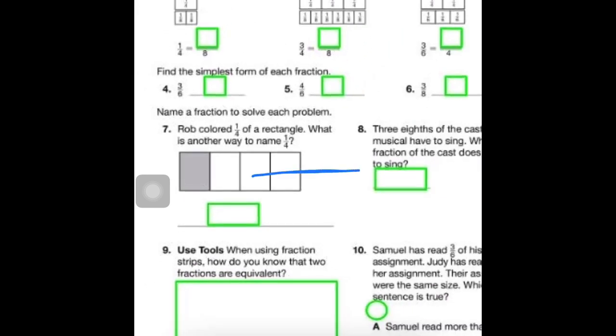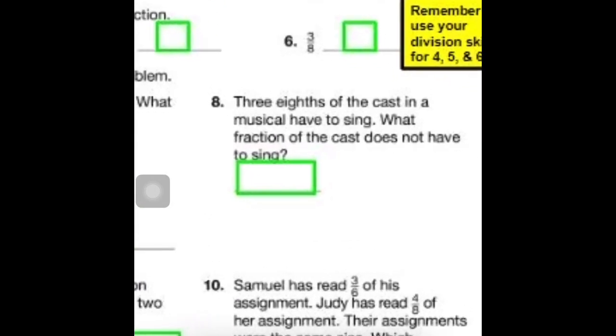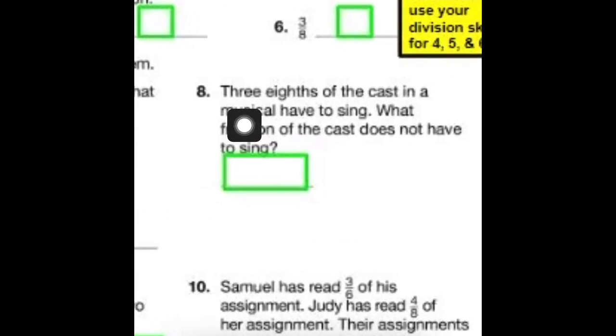Now let's look at number 8. Number 8 says 3/8 of the cast in a musical have to sing. What fraction of the cast does not have to sing?